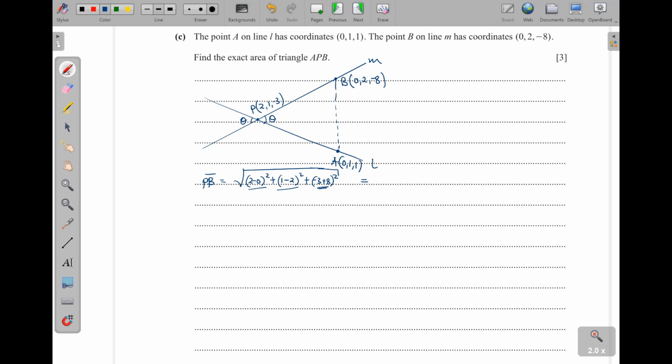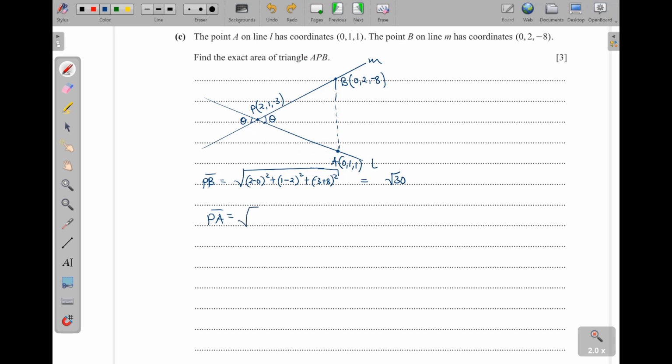25 plus 5, that one gives us 30, right? So this one will give us root of 30. Then how about PA? What is the length of P and A?